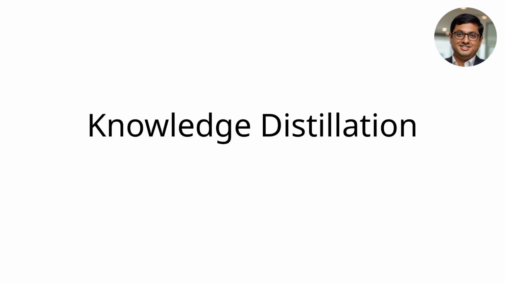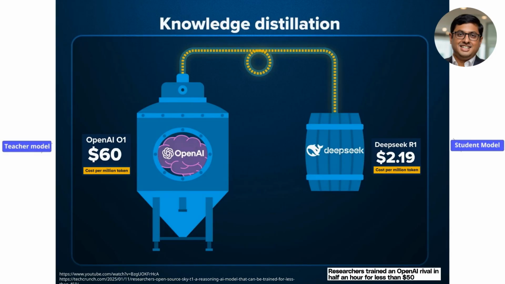Let us see a comparison of large language model, in short LLM, and small language model, in short SLM. This slide compares the token price of OpenAI's O1 large language model with DeepSeek R1. The cost per million tokens for DeepSeek R1 is about 30 times lower than that of OpenAI O1.